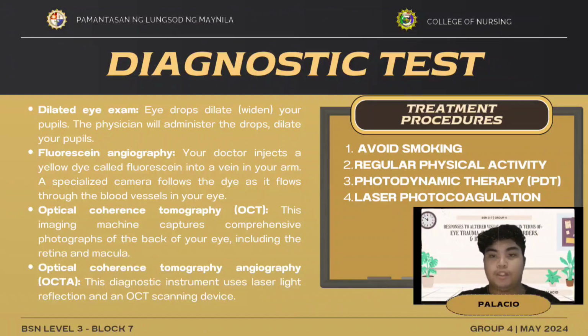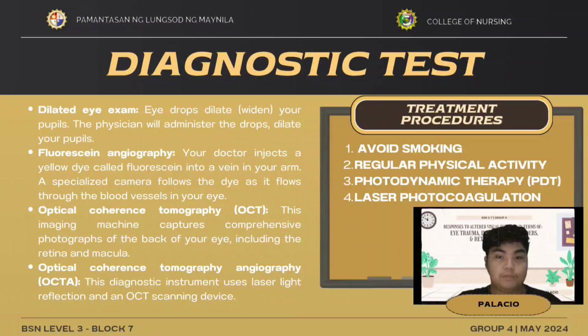This imaging machine captures comprehensive photographs of the back of your eye, including the retina and macula. Optical coherence tomography is neither intrusive nor painful. You may simply look through a lens while the machine captures images. Next po is yung optical coherence tomography angiography or OCTA. These diagnostic instruments use laser light reflection and an OCT scanning device. This requires only a few seconds and generates 3D photos of blood vessels in your eye.